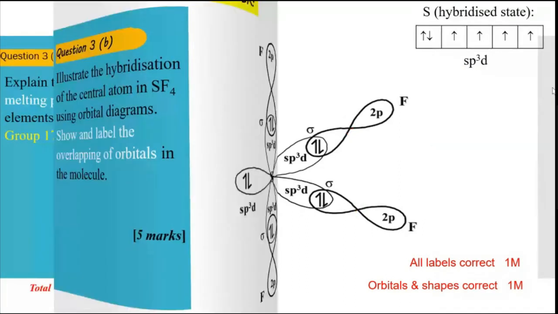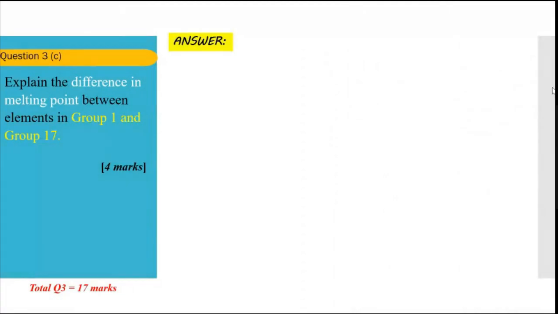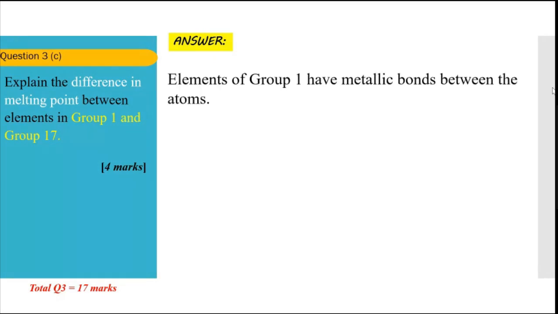Okay. Last one. Explain the difference in melting point between element in group 1 and group 17 of the periodic table. Okay, you know group 1 elements are all metals. So when you talk about melting or boiling point, what you need to do is inspect the bond. Inspect bonding type.